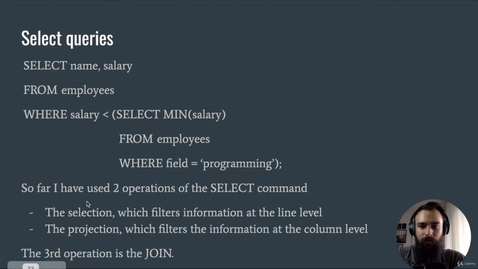As I said here, we already saw two operations on the select command. First, the selection, which filters the information in a line level. So this where statement filters the information on the line level, and then the projection which filters the information at a column level. The projection is this filtering, that we don't take every column from the employees table, but only the name and the salary. And the third operation is the join. We can use joins to create more complex queries, and we will talk about this in the next video.